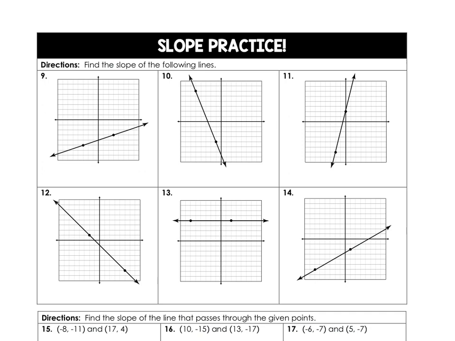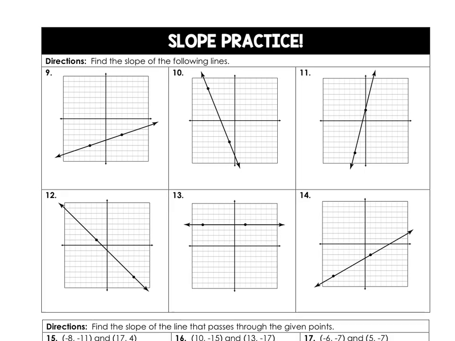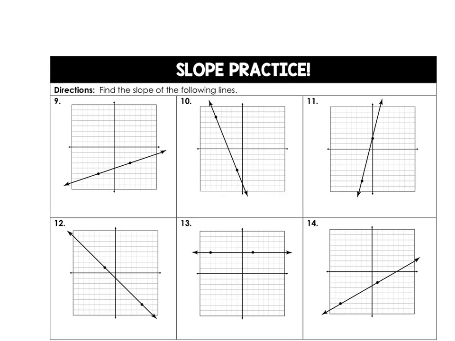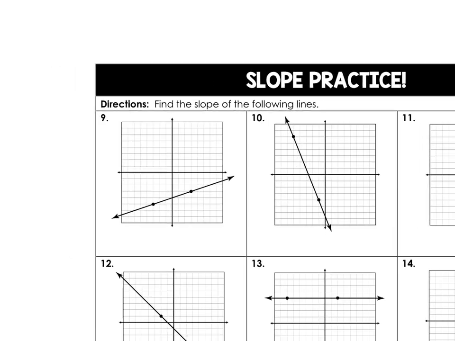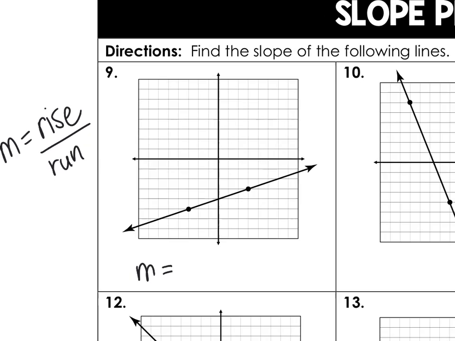Now we're going to do some practice. So the first 6 here, 9, 10, 11, 12, 13, 14, we're just going to do the rise over run. So I'm going to write that off to the side. My slope is rise over run, and I'm going to put my slope here on the bottom. I'm going to zoom in.